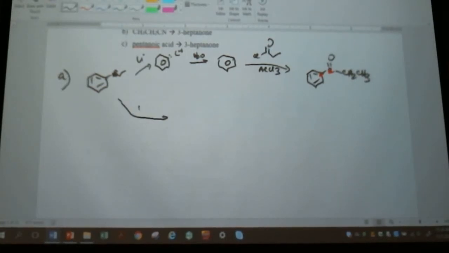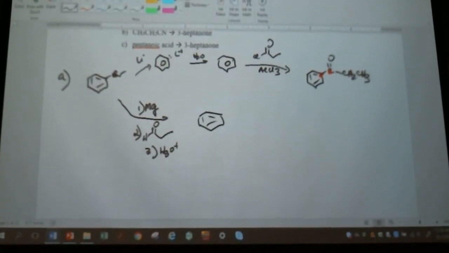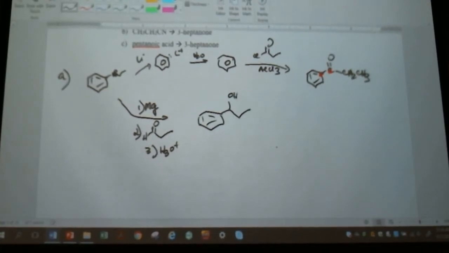Okay, first we have magnesium. We have a Grignard. Now, what do we do with the Grignard? Okay. I'm going to add it to the aldehyde, protonate. That's going to give me the alcohol, right? And then I'm going to need to oxidize. But can I do this in one step? Some of the things we just looked at.